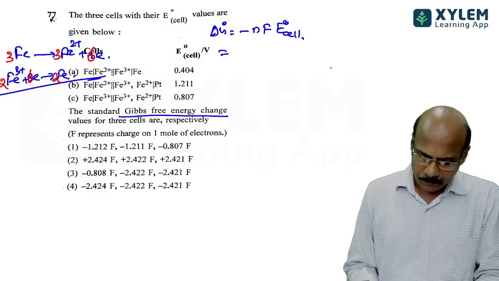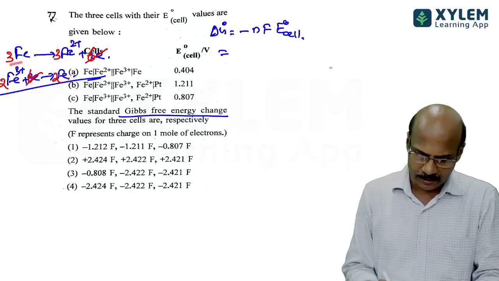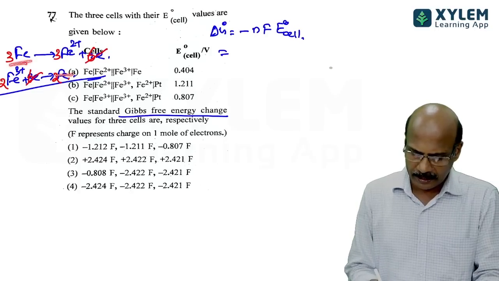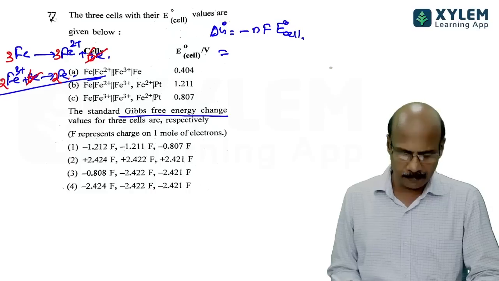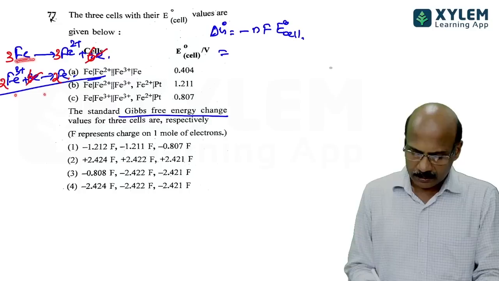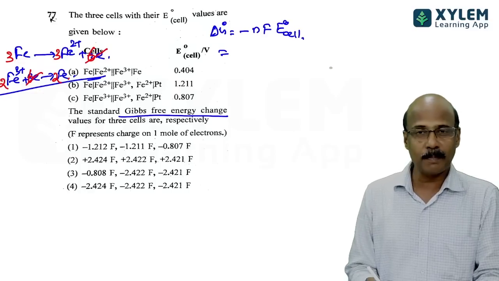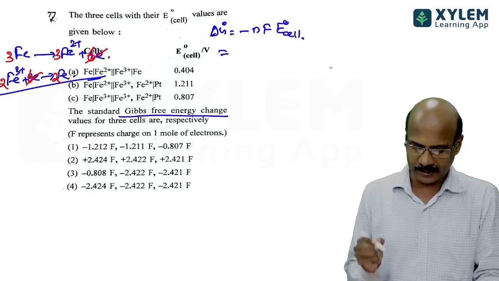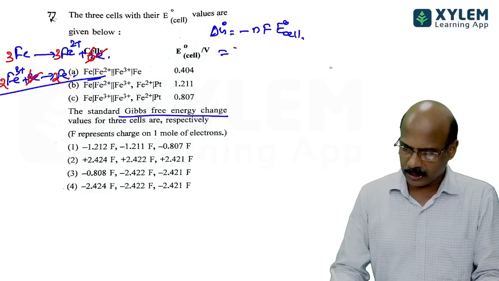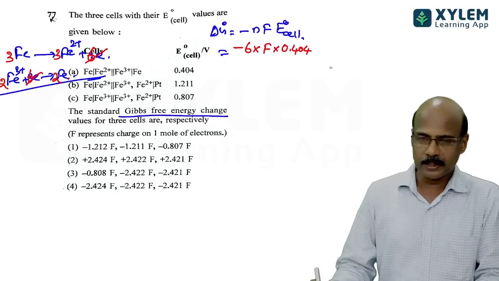So that you can write it as what? The 6 electrons get cancelled. The overall cell reaction is 3Fe, that can even be cancelled with 2Fe. Am I right? So that 1Fe + 2Fe3+ gives 3Fe2+. That will be the overall cell reaction. What is the number of electrons cancelled here? 6. So the n value in the first case is 6. 6 into F into E0 value 0.404. That will be the first case.